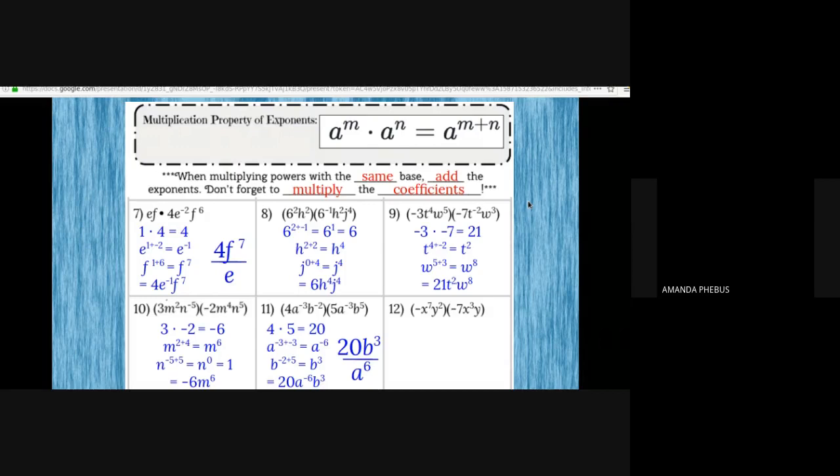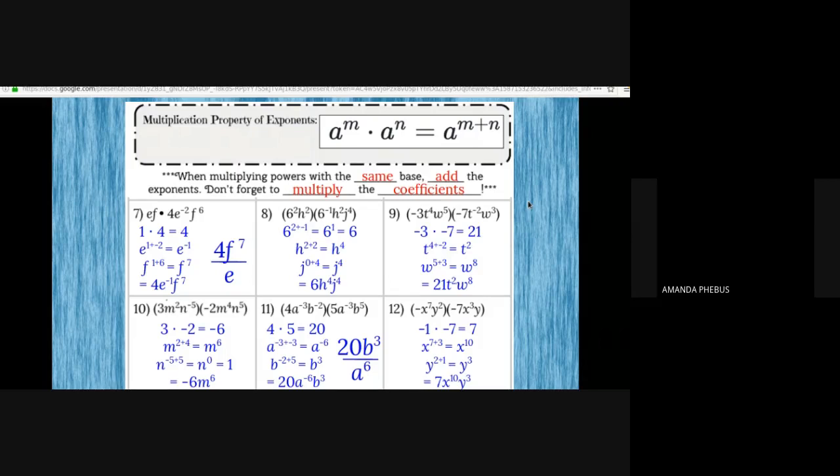All right, number 12, I've got negative 1 times negative 7. That's a 7. I've got x to the 7th and an x cubed. So I've got x to the 10th, and I've got y squared times y. That's y to the 3rd. So my answer is 7x to the 10th, y to the 3rd.